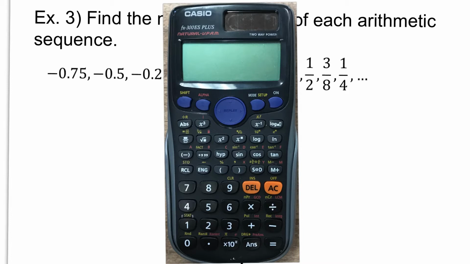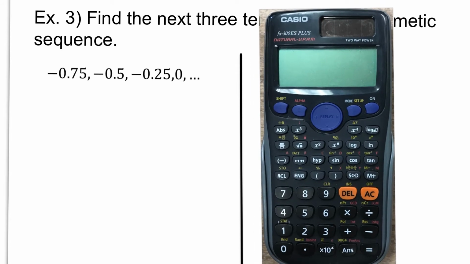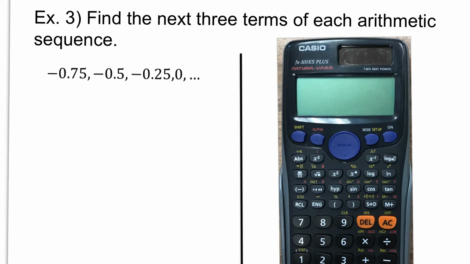So let's try it. I'm going to just move the calculator to the right side here before we do the fractions. But we do have the negative 0.75, negative 0.5, negative 0.25, and then we have 0, and then we have dot, dot, dot, dot. Now, again, we are looking for the next three terms. So I'm just going to underline here the next three terms of the arithmetic sequence. Now, what you can do, if you are not really sure what the pattern is, what the common difference is, you can take the second term.